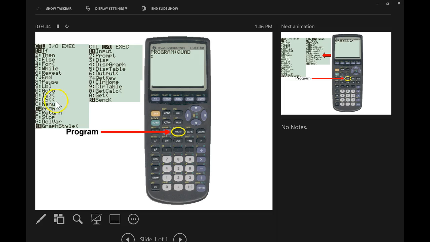What we're going to do is move over to the I/O tab, and you're going to select the Clear Home command. So you move over to the I/O tab, and then you select the Clear Home command by pressing Enter. So your screen should now look like this.